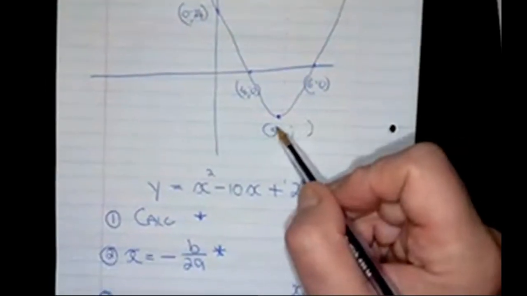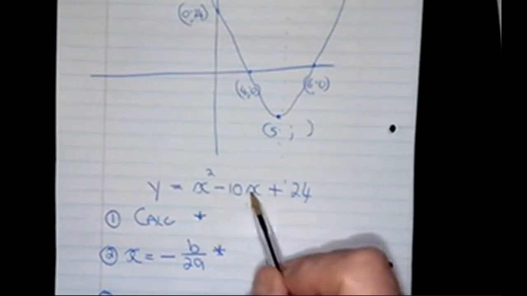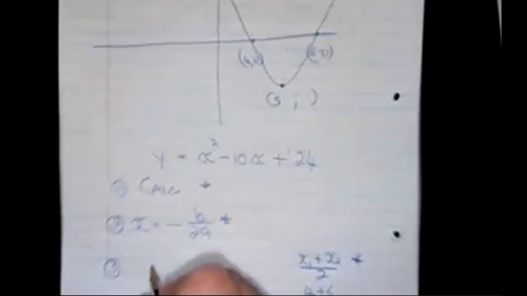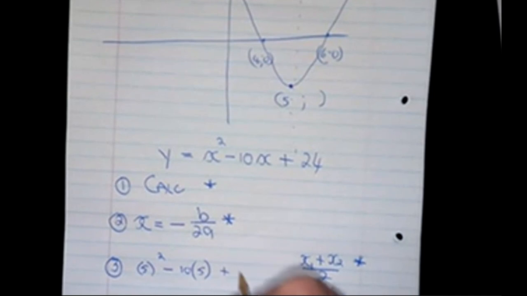But what it comes down to is you take the 5, follow my hand, you put the 5 in there and in there, and then you get the y value from that. Let's just do it once. Let's pretend I'm working with a calculator. So we go 5 squared minus 10 times 5 plus 24.